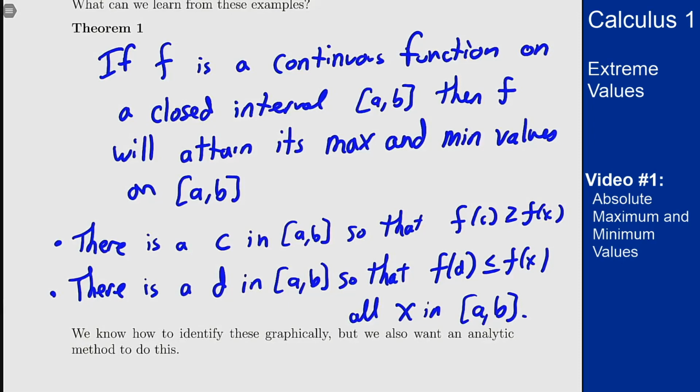We can see from pictures how to do this graphically. That wasn't too hard, but we're going to want an analytic technique as well, for how to do this just from the function without having the graph. And that's where the rest of these videos go: how do we develop this analytic method for finding the maxes and mins without having the graph to build from.